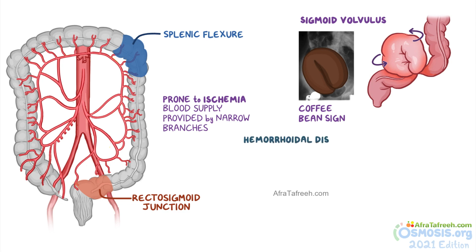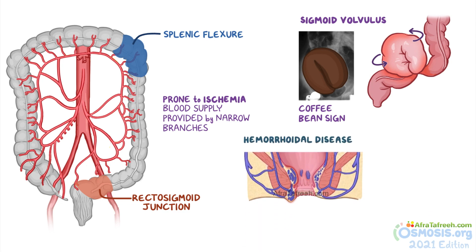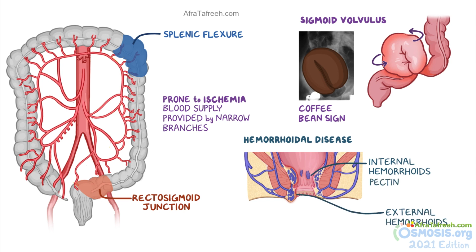Finally, hemorrhoidal disease is when the internal and external venous plexuses of the anal canal become swollen. These include internal hemorrhoids, which are found above the pectinate line, and external hemorrhoids, which are found below the pectinate line. Both are often asymptomatic, however, external hemorrhoids may cause severe pain if thrombosed.